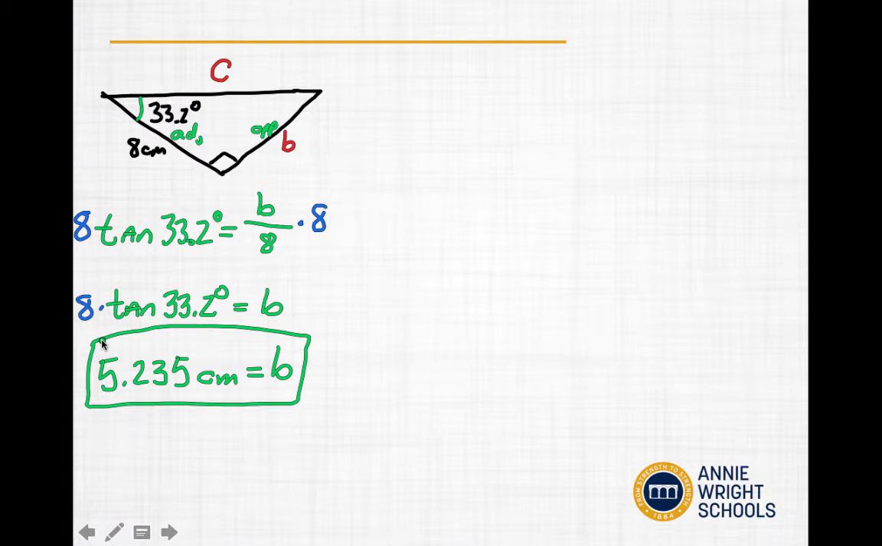All right. Now to solve for the other side, C. Looking at the right triangle and the information I know, knowing that this angle is 33.2, I know the adjacent side, and I'm looking for the hypotenuse. So, the trig function that uses adjacent and hypotenuse is cosine. So I'm going to say the cosine of 33.2 degrees is equal to 8 divided by C.